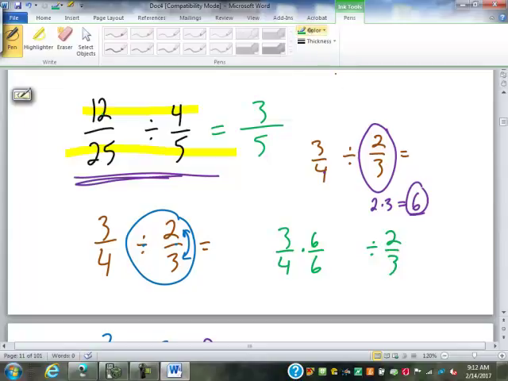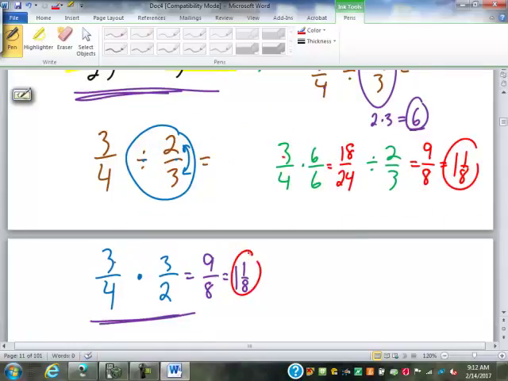So what's 3 times 6? 18. 4 times 6? 24. What's 18 divided by 2? 9. What's 24 divided by 3? 8. 9 eighths, or 1 1/8. Which is exactly what we got here.